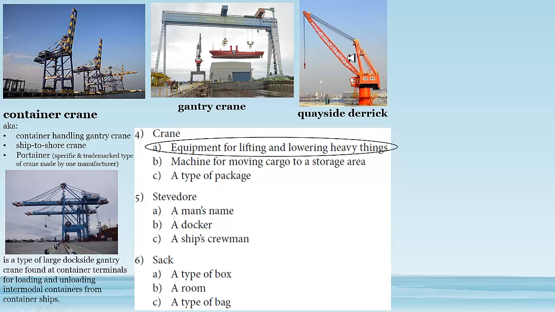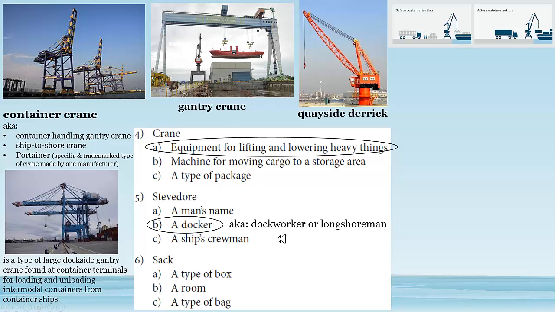All right, so stevedore, number 5. Is that a man's name? Steve? No, stevedore. A docker or a ship's crewman? Well, it's not a ship's crewman, and Steve, that's a man's name. It's B, a docker. Stevedore is also known as a dock worker or longshoreman. And they are the workers, not the crewmen, but the workers quayside that help to load and unload vessels when they are in port. Now, that job has changed a lot over the years.